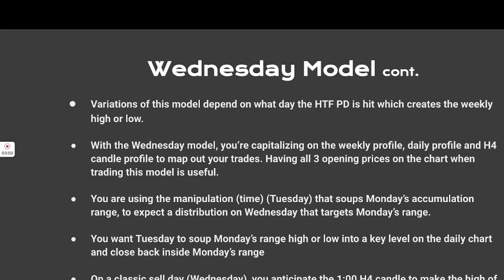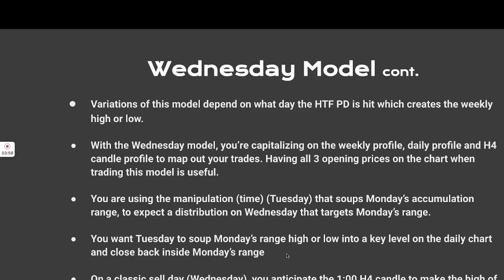You are using the manipulation time on Tuesday that soups Monday's accumulation, the range, to expect a distribution on Wednesday that targets what? Monday's range low or range high, depending on order flow. This right here is CRT. For those of you who have watched my entire CRT lecture, you understand this. For those of you who do not understand this, go watch it. You want Tuesday to soup Monday's range high or low into a key level on the daily chart and close back inside Monday's range. That is the turtle soup.